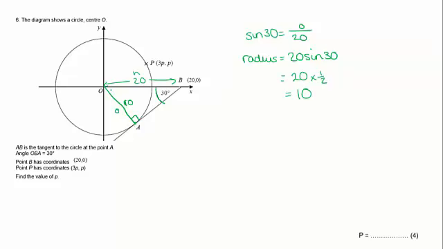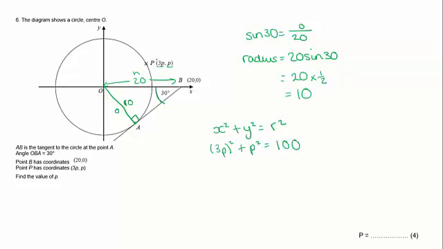Now how's that going to help us? Well, we know that this point here is (3p, p). And we know that the formula for the graph of a circle is x squared plus y squared is equal to the radius squared, if it's a circle that's centered around the origin. Well, x squared at this point is going to be (3p) squared. y squared at this point is going to be p squared. And the radius is 10, so the radius squared is going to be 100.